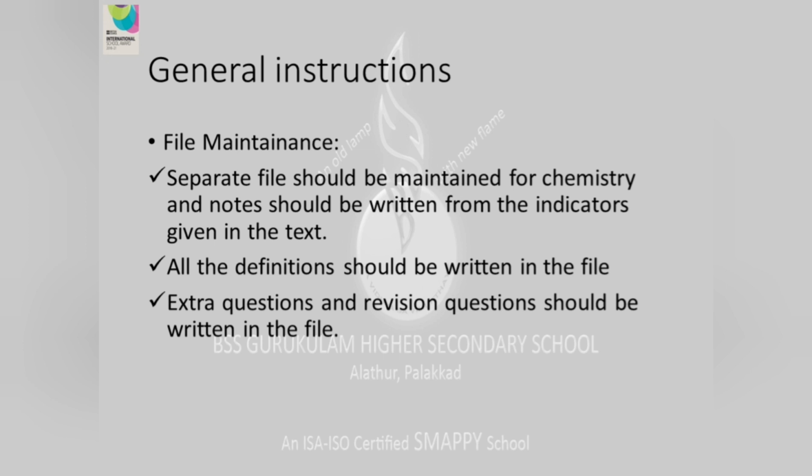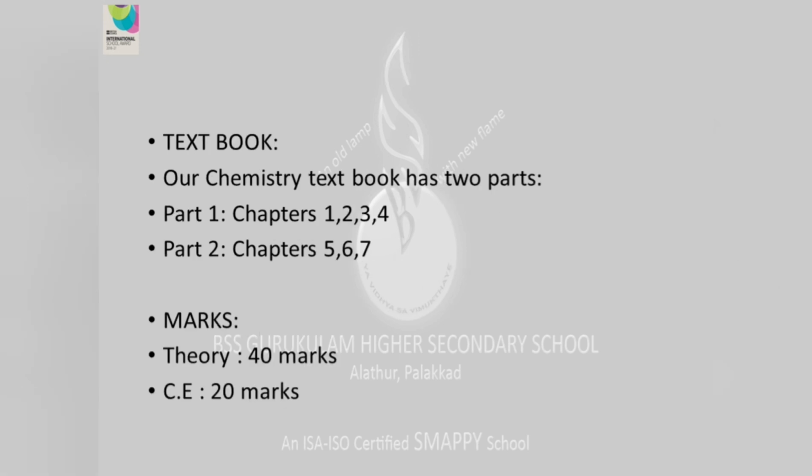Our chemistry textbook has two parts. Part 1, chapters 1, 2, 3, 4, and part 2, chapters 5, 6, 7. The marks allotted for this year will be theory 40 marks and continuous evaluation 20 marks, so in total it will be 60 marks.